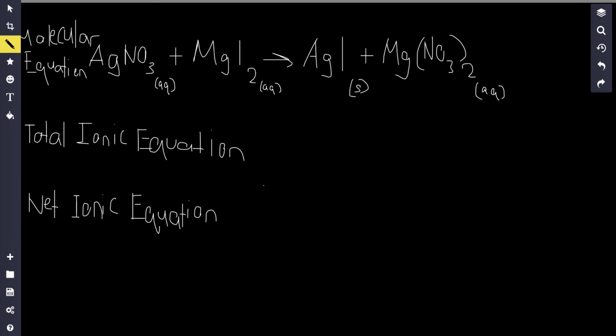Let's learn how to write out a net ionic equation and a total ionic equation from a molecular equation. What we have right here is silver nitrate, and this is going to be reacting with magnesium iodide to yield silver iodide and magnesium nitrate. Now, this is a double replacement reaction, and this is going to form a precipitate.